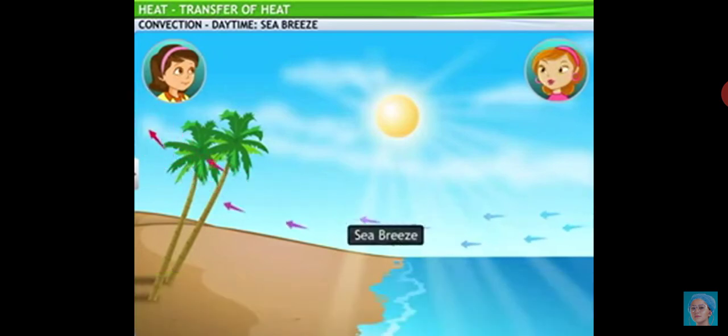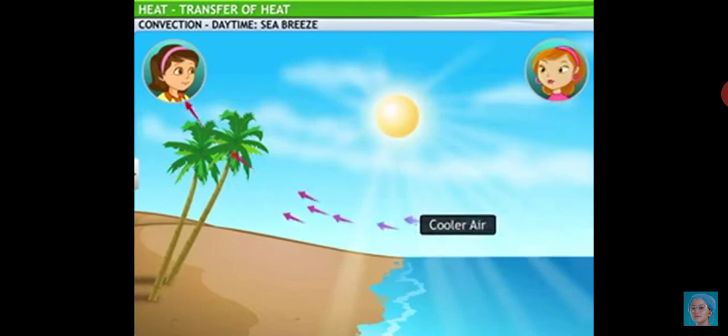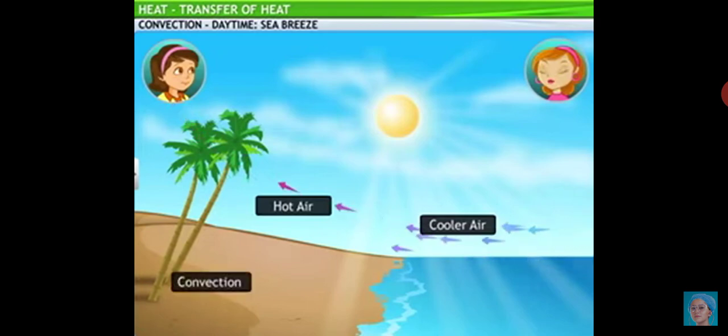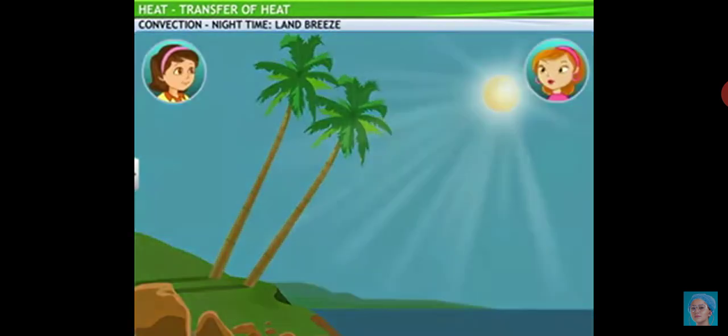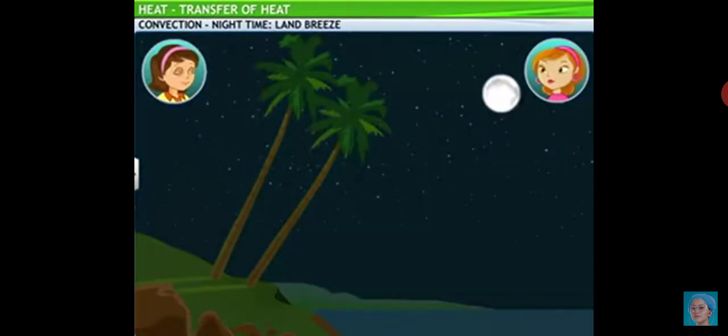This is sea breeze. The cooler air in the upper atmosphere moves down towards the sea to complete the cycle. Due to this cycle, land near a seashore stays cool throughout the day. This is nature's way of showing us convection. And what happens during the night? At night, the reverse happens.